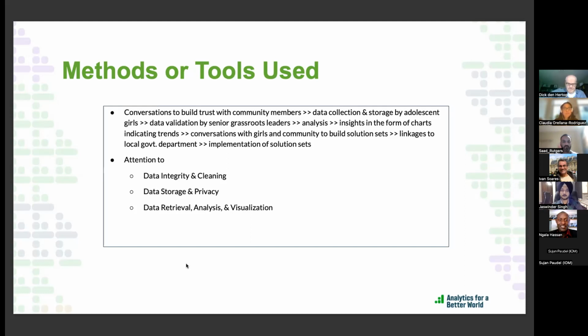And also the fact that it needs to be very easy to retrieve and analyze the data, because the grassroots people who are always on the ground, they cannot spend too much time in analyzing long form data and deriving some kind of insights from it. It has to be readily available to them, and it has to be very quick for them.